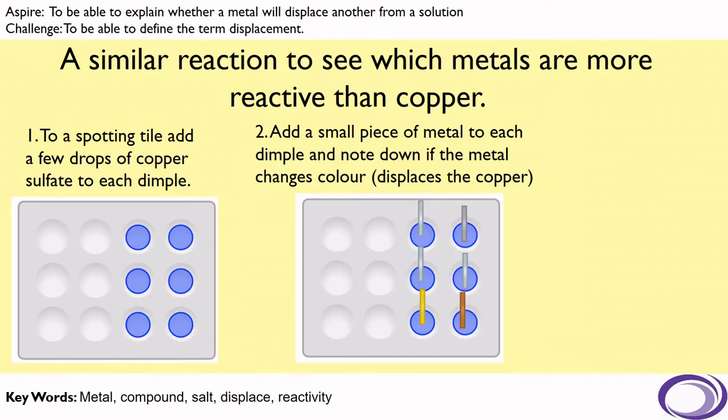Now, this reaction could also be performed in a spotting tile. And if you were to do this in school, it would be more likely that you would do it in this context. So to each spotting tile, you would add a few drops of copper sulfate. And then if you added a small piece of metal into each of those dimples, you could note down whether the metal changed colour. And by changing colour, it's showing us that it displaces the copper.